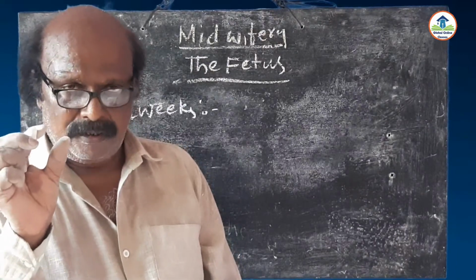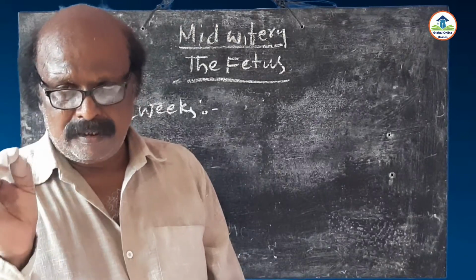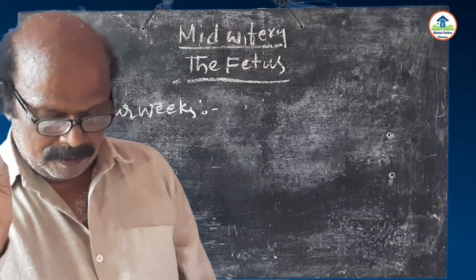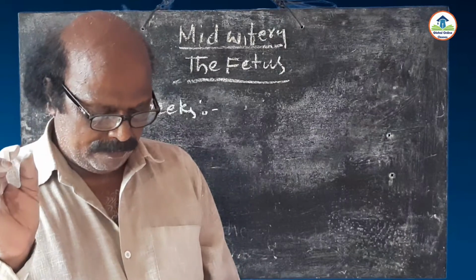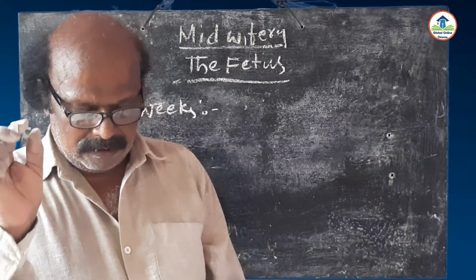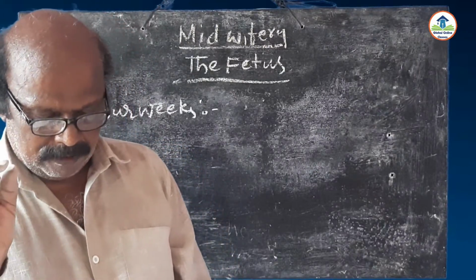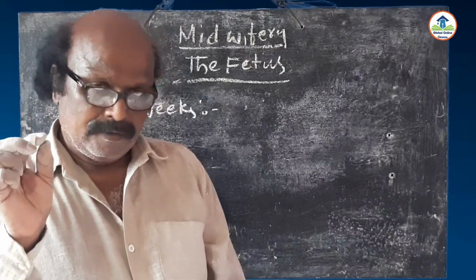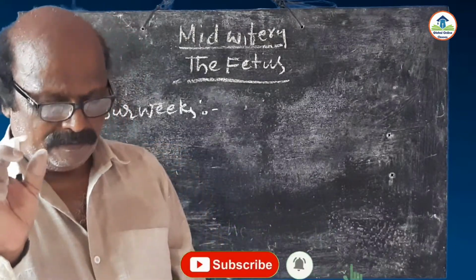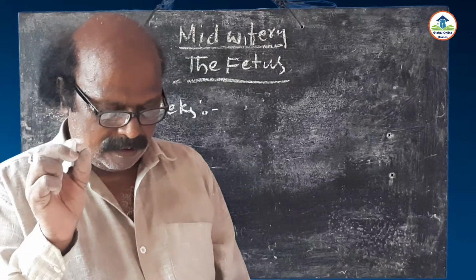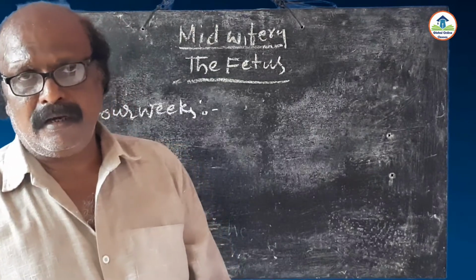eyes are visible. Rudimentary means the prominent eyes are visible. And small buds indicate, there will be small bud-like structures that will indicate the development of the limbs. Limbs means hands and legs. Okay. Circulation of the blood in rudimentary form exists. The heart is beating. After 6 weeks of pregnancy, the gestation sac can be seen by ultrasound.